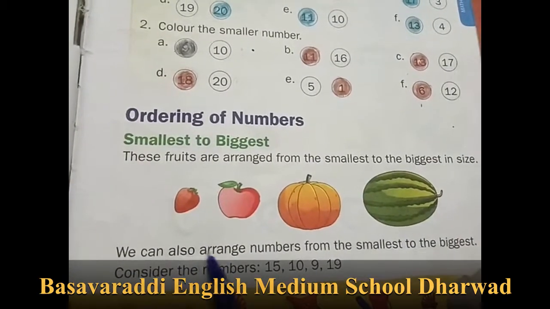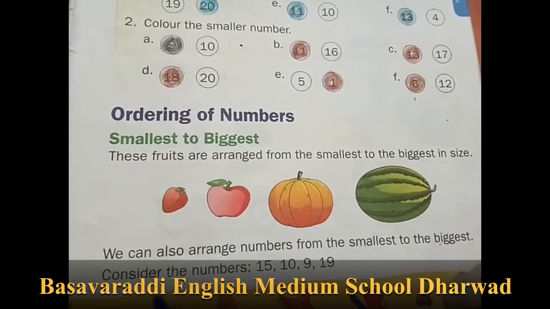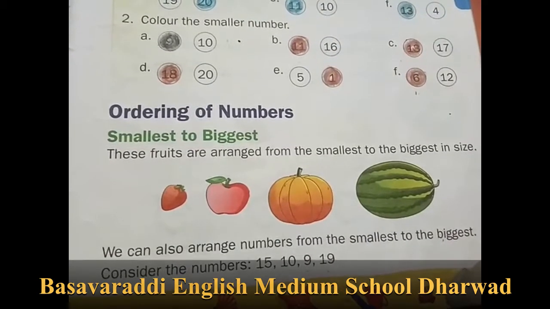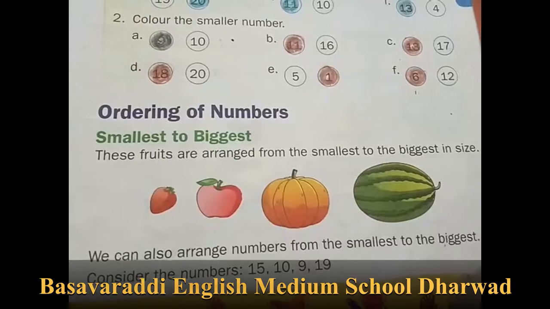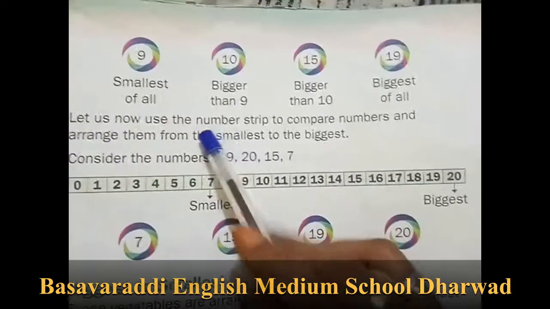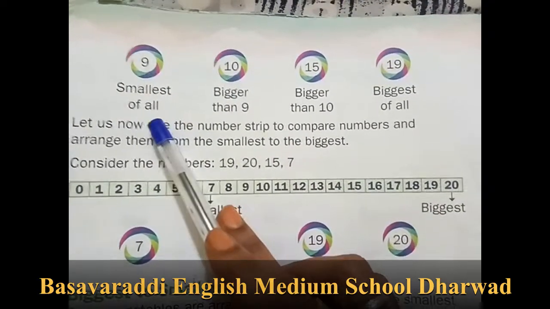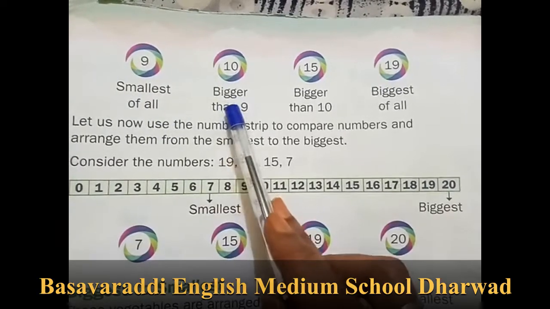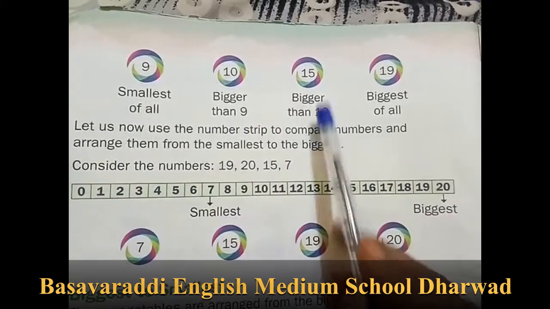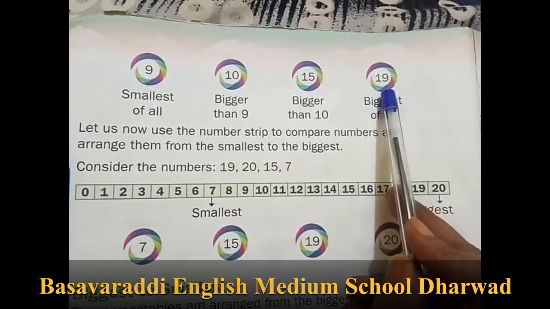We can also arrange the numbers from the smallest to biggest. Consider the numbers 15, 10, 9 and 19. We write these numbers smallest to biggest. So 9 is the smallest of all. 9 is first, and afterward a little bit bigger than 9 is 10. Bigger than 10 is 15, and the biggest of all is 19.